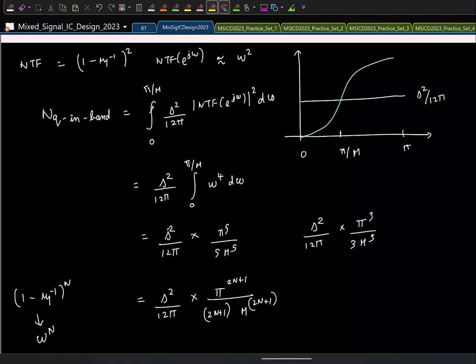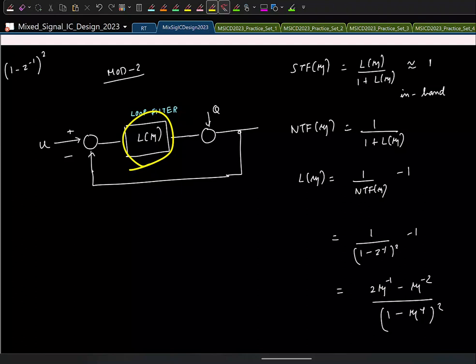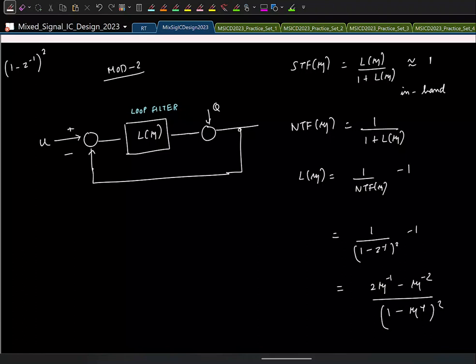If I keep increasing the order, I see that my in-band quantization noise is smaller and smaller, right? So that made us ask the question, why don't I go crazy and say I have a 100th order modulator? What was the issue? Yeah, we thought there could be issues with stability, because if you keep increasing the order, we'll have more delay in the loop. But being a non-linear system, it happens in a slightly different way. Let's look at what happens.